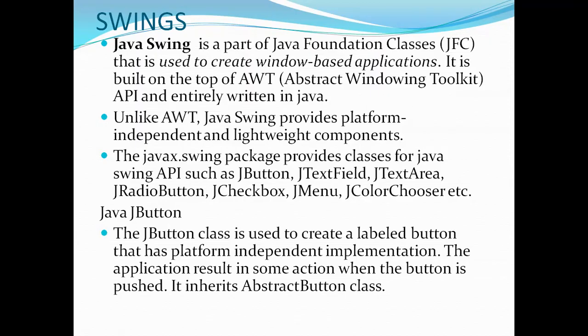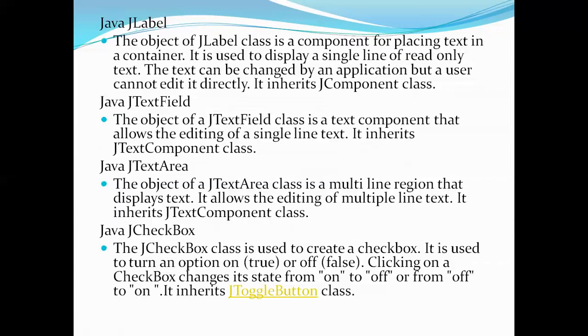The first one is the Java JButton. The JButton class is used to create a labeled button which is platform independent, and the application results in some action when the button is clicked. What happens when the button is clicked? Some action will take place, and it inherits the AbstractButton class.